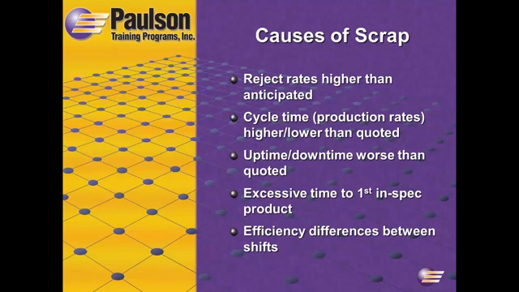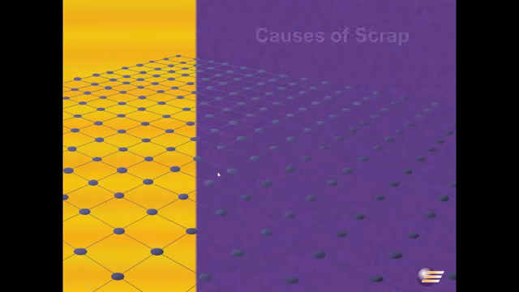Next to last bullet, excessive time to first inspect product or part. Particularly, for my background, we change molds frequently, sometimes many per shift. All the time it takes to get to that first good part, and then repeatability, that's all scrap. That adds up. And then obviously, as I mentioned before, we have some efficiency differences between shifts that are possible.